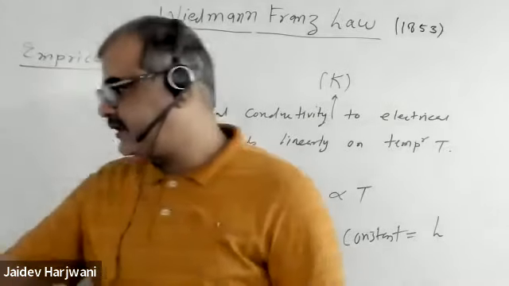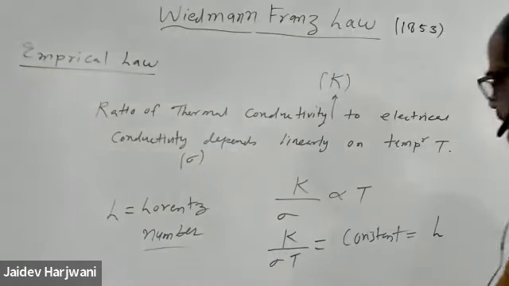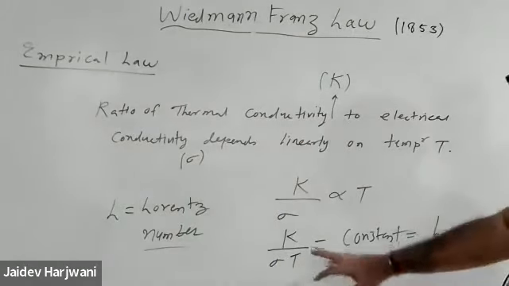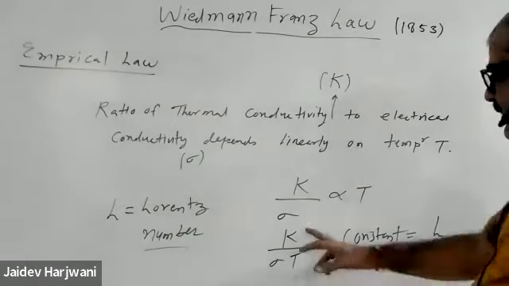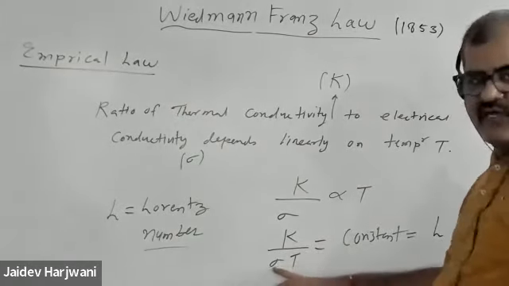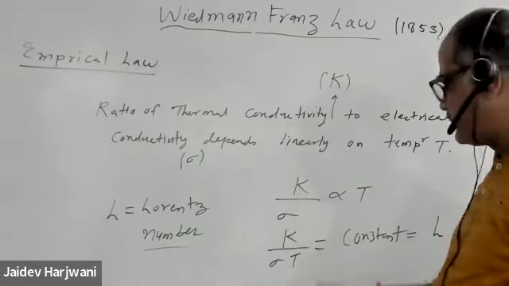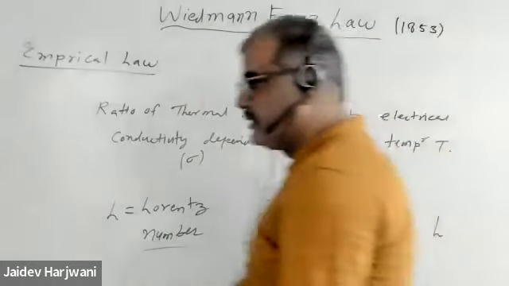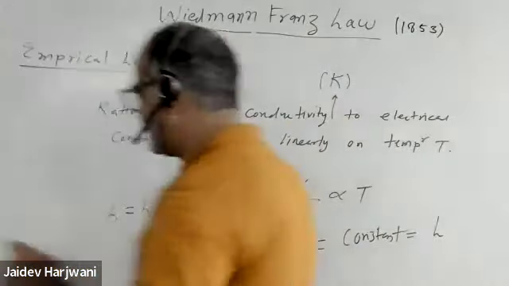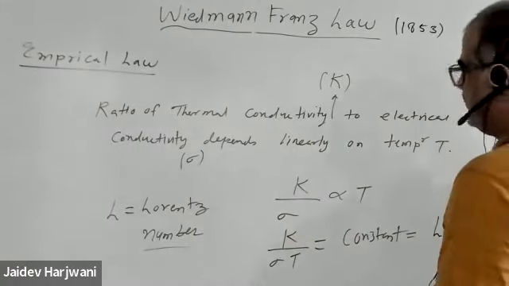Okay, so now, if I want to calculate this, I need to calculate the thermal conductivity. Once I know thermal conductivity, I know the expression for electric conductivity, which we calculated yesterday. And then we can find the ratio and confirm this law. So let us calculate the thermal conductivity using the classical law of free electron theory, what we have known. So I'm erasing this one.